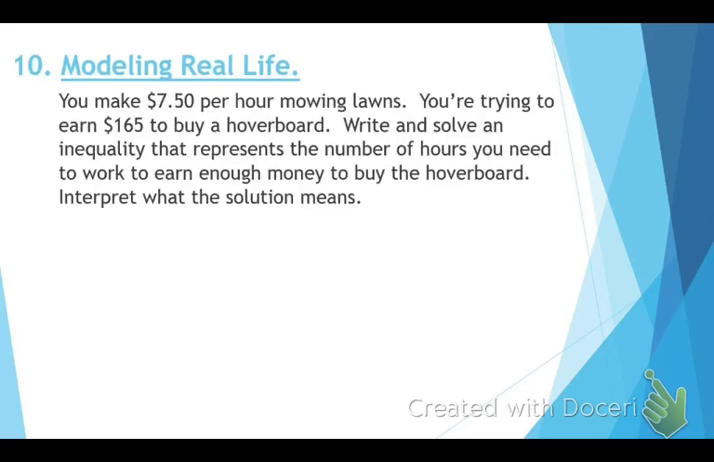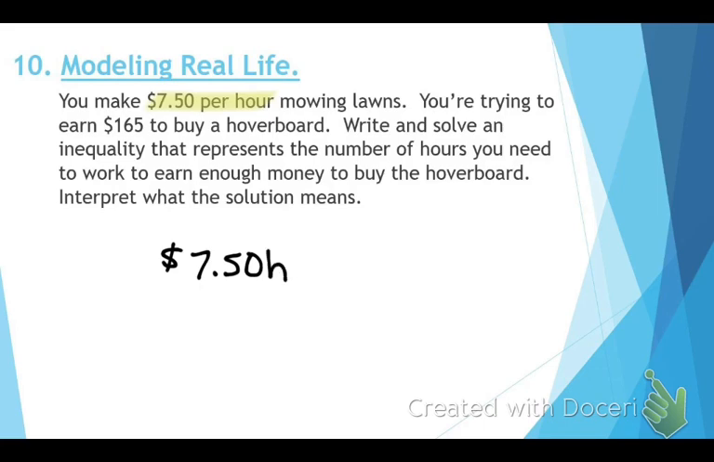All right, for the final modeling real life, you make $7.50 per hour mowing lawns. You are trying to earn $165 to buy a hoverboard. Write and solve an inequality that represents the number of hours you need to work to earn enough money to buy the hoverboard, and then interpret in a sentence what your solution means. So the main thing I want you to focus on is $7.50 per hour. That means every hour you're multiplying by your variable. You can put an H, you can put an X, it does not matter.